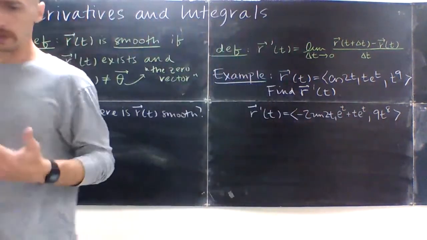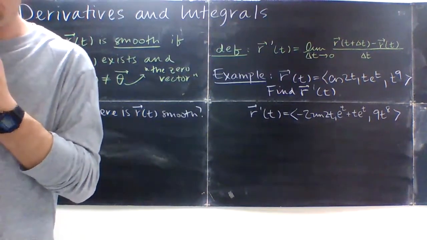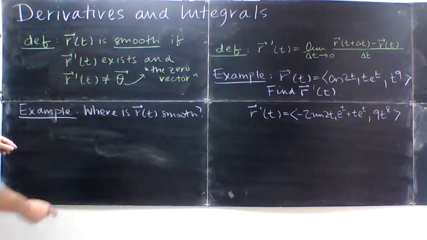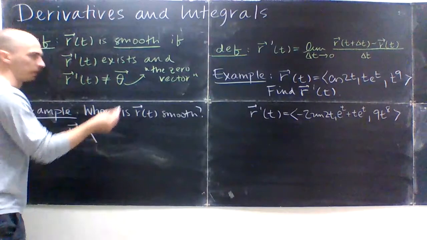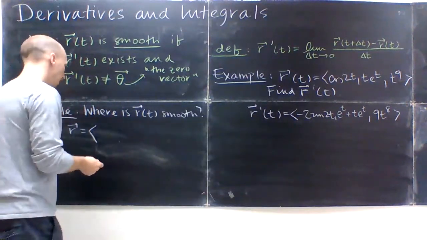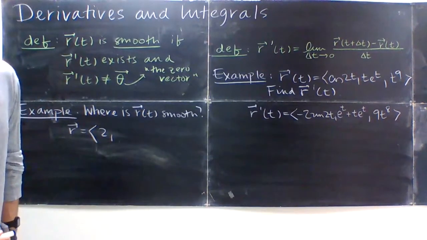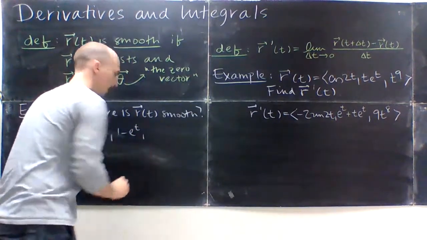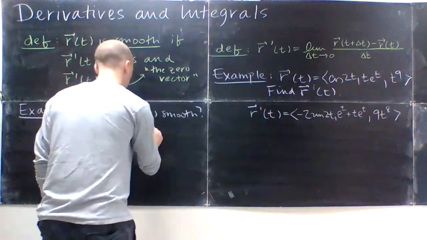So let me give you the example that I'd cooked up that does have a point where it's not smooth. Let's see. Oh, well, I had one. I didn't stop to think that I would have an example already on the board, but I had one that was like 2, 1 minus e to the t, and some really unpleasant polynomial like t to the 9 minus 4t to the 3 plus 1.